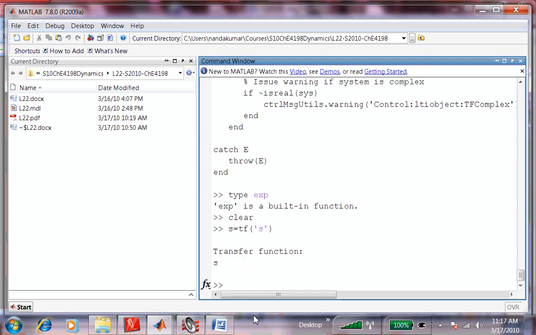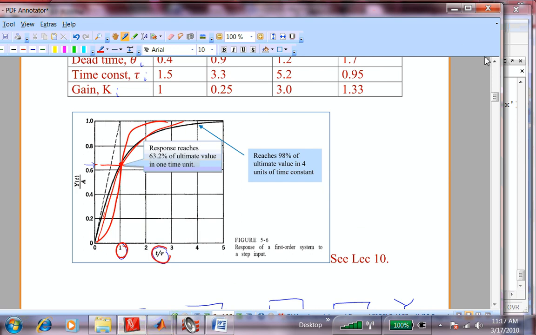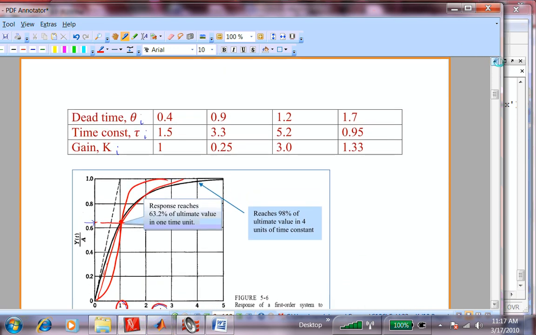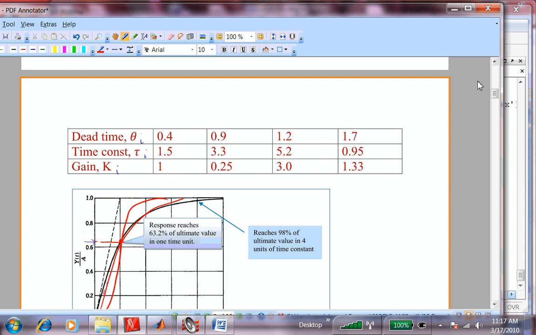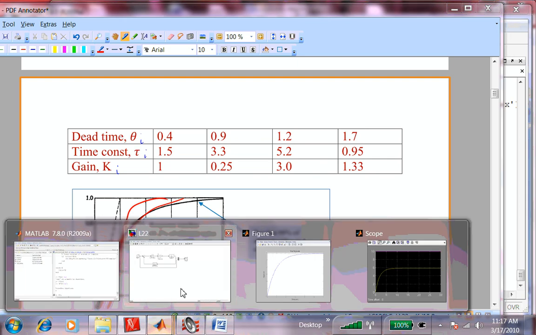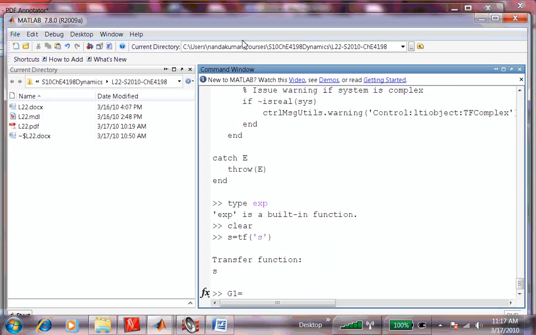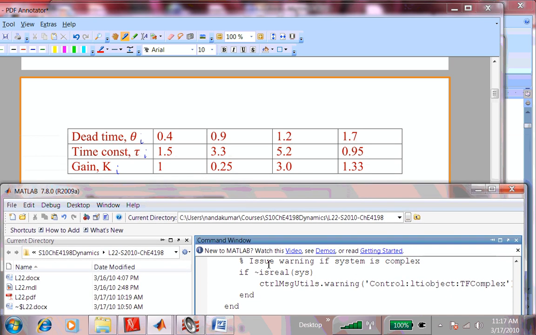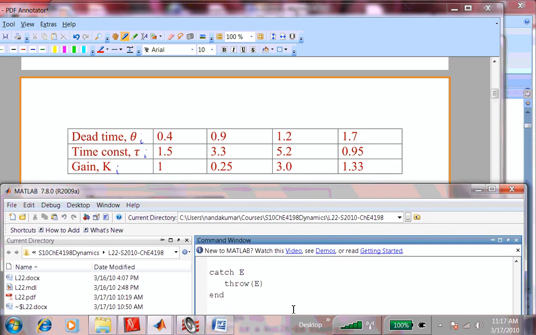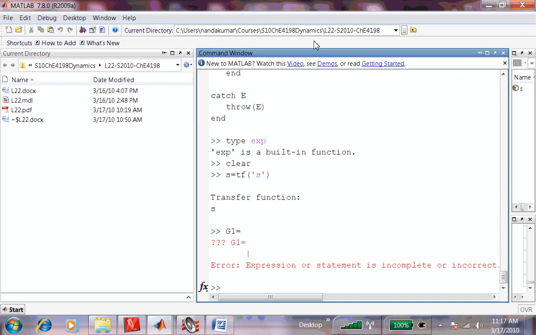Okay. So I've set up the transfer function. So I'm going to type G1. I'm going to define four transfer functions. I need to switch between these two. Sorry about that. Did time, constant and gain. Okay. Did time is 0.4. I'm not really very good at using the real estate on the screen.